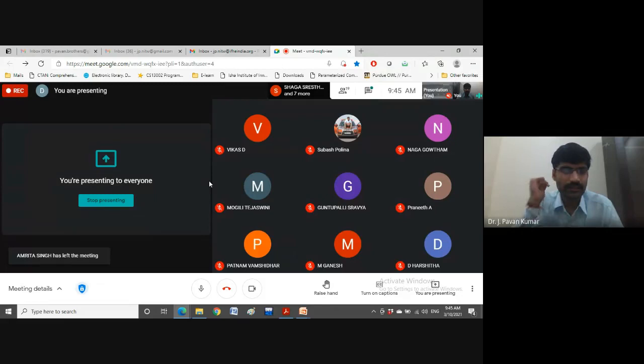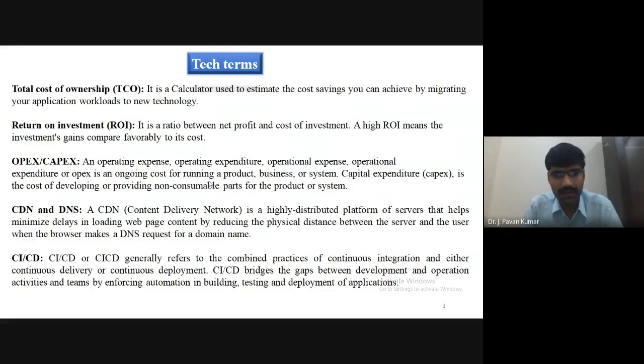See, at our home we will be having a lot of things. Consumable things will be there, non-consumable things will be there. Now you can figure out what is meant by this.